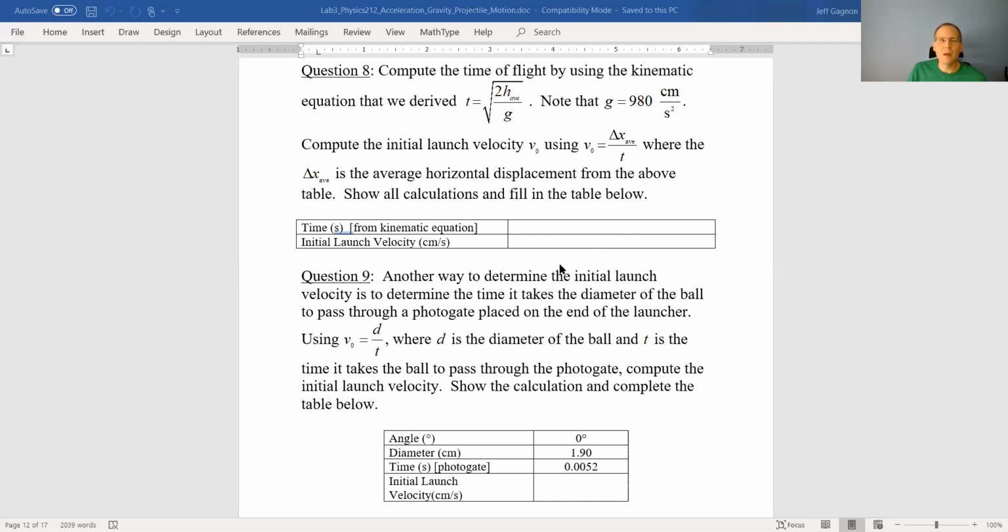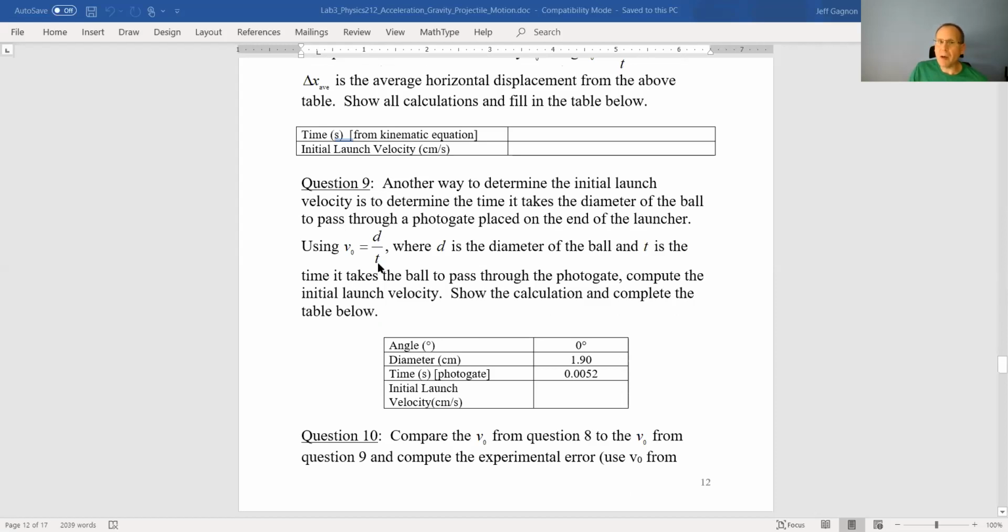Now, question 9, another way to calculate the initial launch velocity, and again, if you watch my video, you'll see this, is you can attach a photo gate right to the end of the launcher, and then we can record the time it takes the diameter of the ball to pass through that photo gate. As soon as it leaves the launcher, it passes through the photo gate. If I take the diameter of the ball and divide it by the time it takes to pass through the photo gate, that's going to be my launch velocity. So it's just a different way of computing the launch velocity.